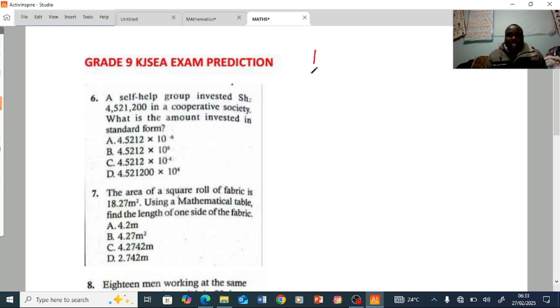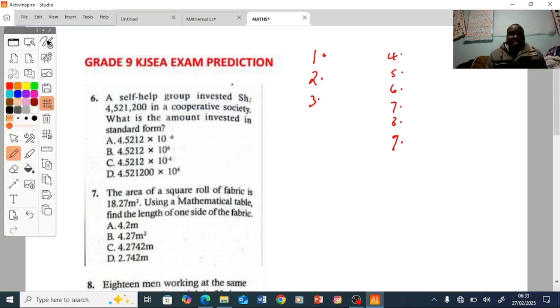A number is written in standard form if it is between 1 and 9 point something. So a number is in standard form if it is written as 1 point, 2 point, 3 point, up to 9 point. If the number is not between 1 and 9 point, it is not in standard form. Therefore, you must ensure you have written this number in standard form.